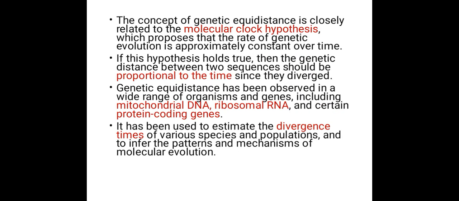The concept of genetic equidistance is closely related to the molecular clock hypothesis, which proposes that the rate of genetic evolution is approximately constant over time. If this hypothesis holds true, then the genetic distance between two sequences should be proportional to the time since they diverged. Genetic equidistance has been observed in a wide range of organisms and genes, including mitochondrial DNA, ribosomal RNA, and certain protein coding genes. It has been used to estimate the divergence times of various species and populations, and then to infer the patterns and mechanisms of molecular evolution.